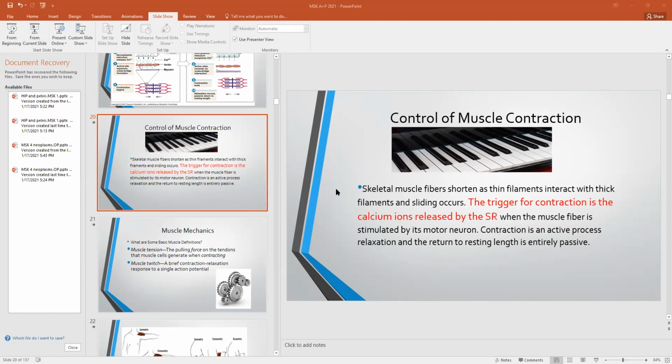Control of muscle contraction. So skeletal muscle fibers shorten as thin filaments interact with thick filaments and the sliding occurs. The trigger for contraction is the release of calcium ions by the sarcoplasmic reticulum when the fiber is stimulated by its motor neuron. Contraction is an active process. Relaxation is the return to resting length. It is entirely passive.